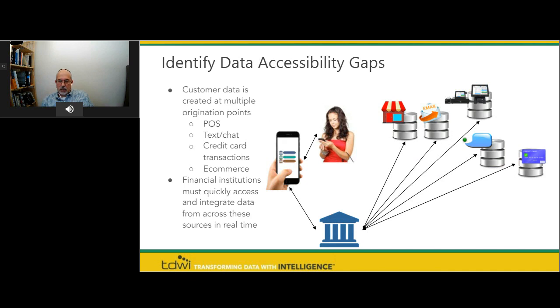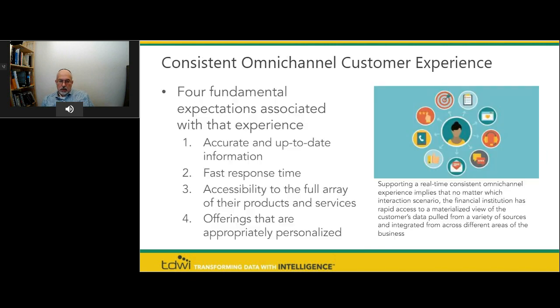access to that data. So best practice number one is, look at your enterprise and look at how information is being shared and identify where data access gaps exist, so you can start looking for ways to alleviate the potential issues, either data consistency or data latency or data quality, those types of things. Number two is look to ensure a consistent omni-channel customer experience.